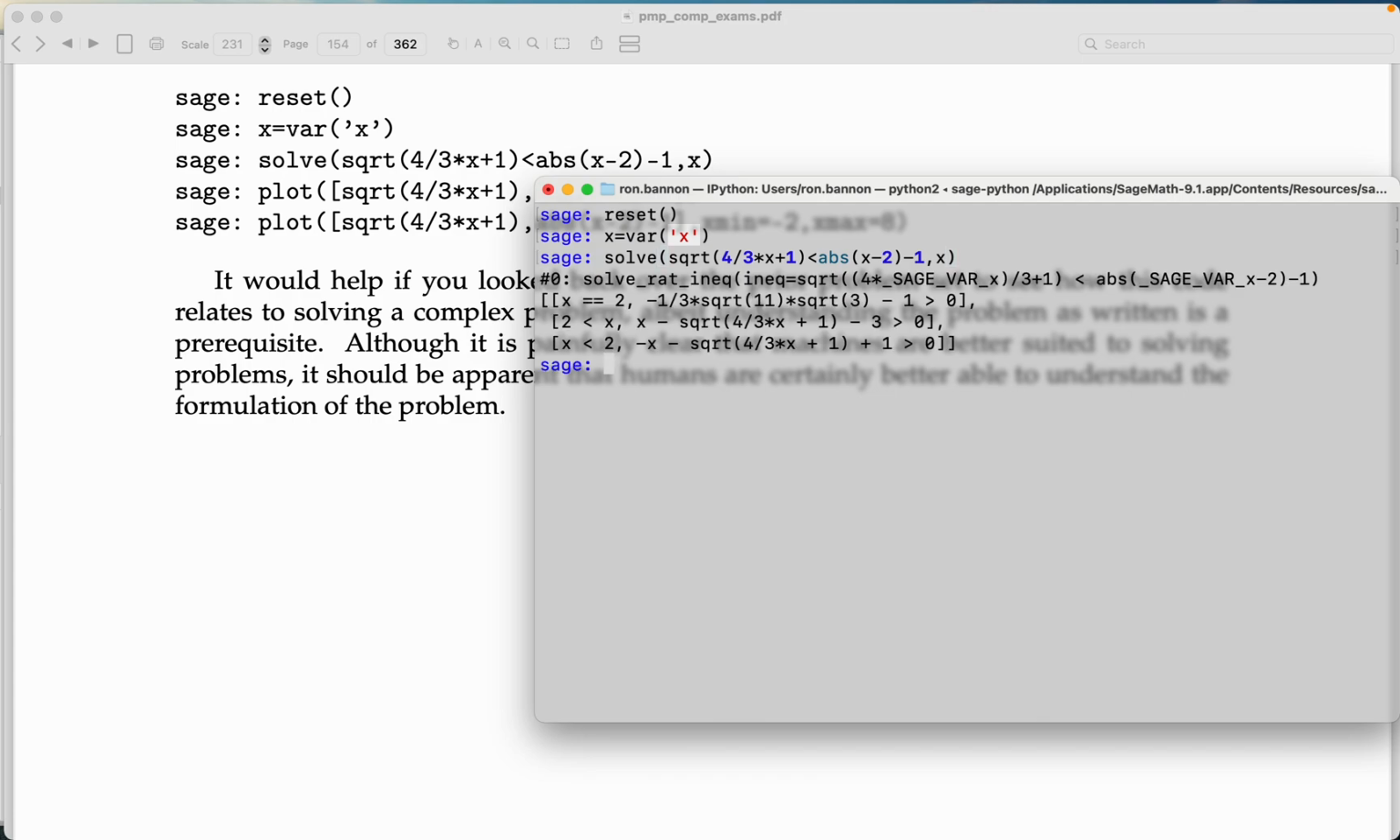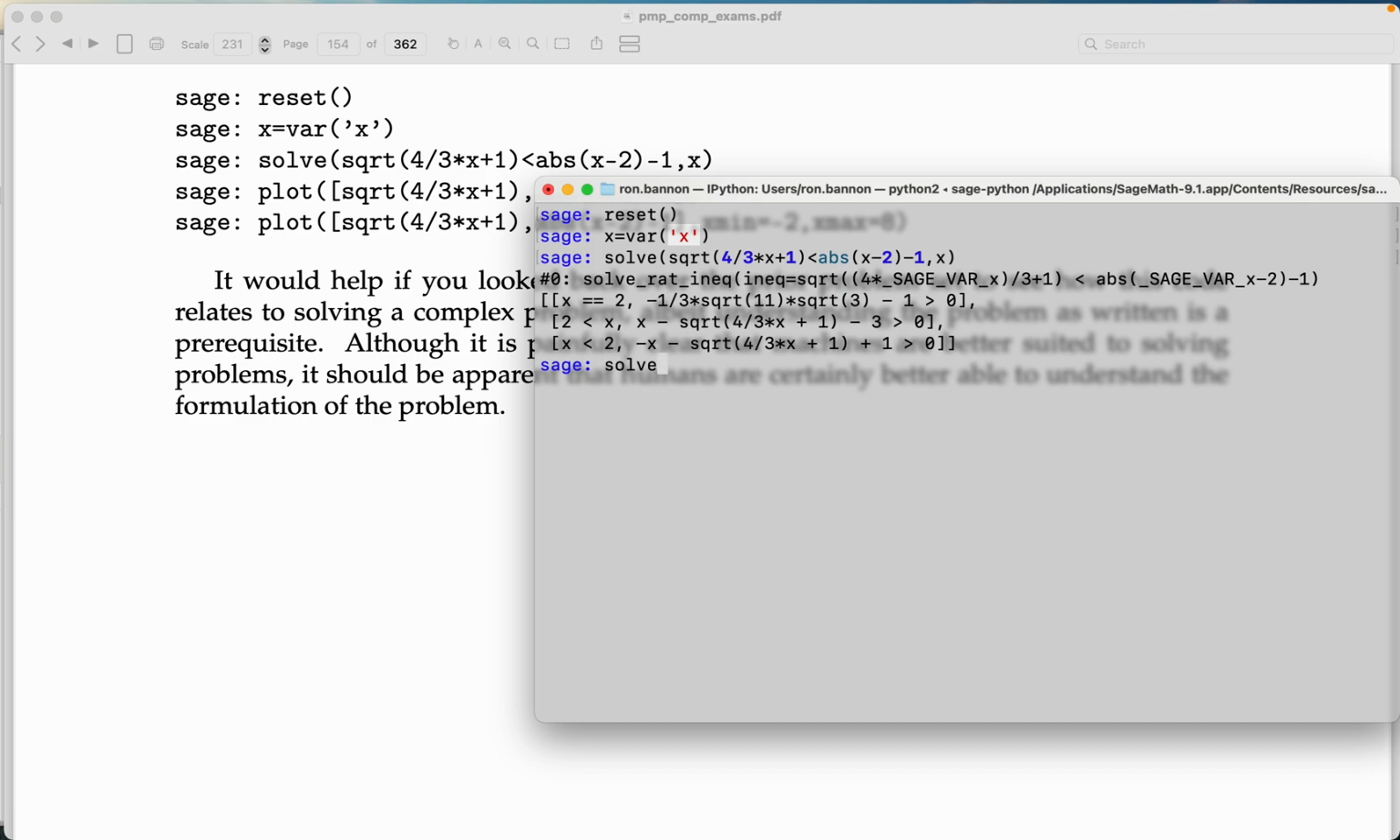And it seems to have some issues with this, but it does say something. Now, let me just see what the deal is over here. So, reading through it, it says solving a rational inequality. Wow, this looks kind of crazy, doesn't it? Let's see if we typed it in wrong. Square root of 4/3 x plus 1 less than the absolute value of x minus 2. Let's try a simpler problem.